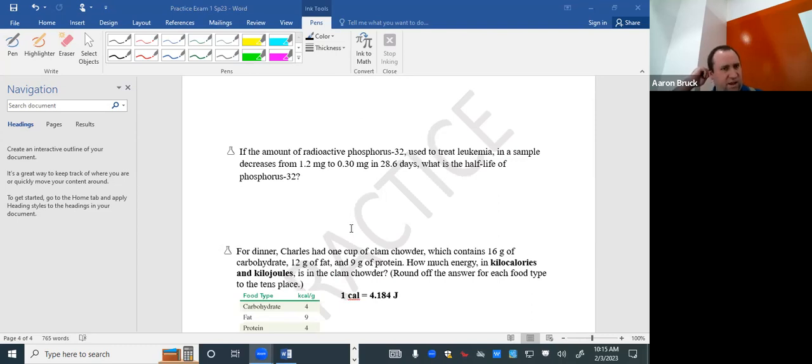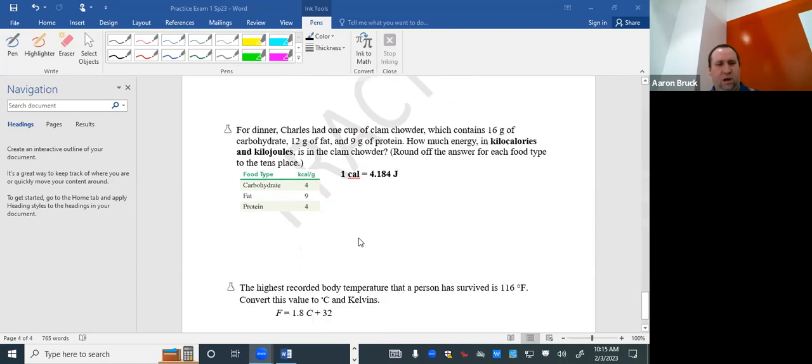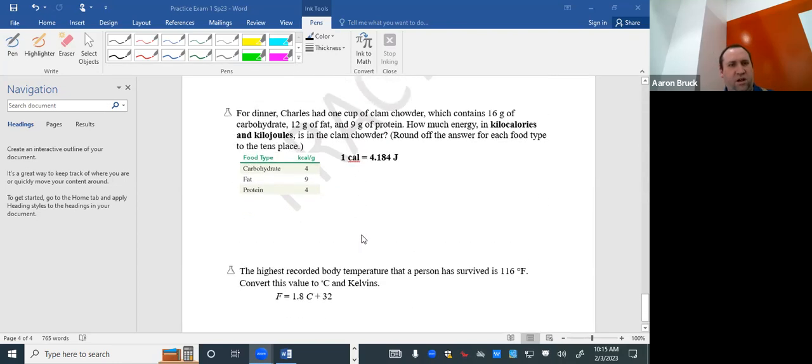Yes, Sean, the gamma radiation is basically the representation of the difference of energy. That little m refers to basically extra energy that is on that particular isotope. All right, we had a question in the room here about this clam chowder question.